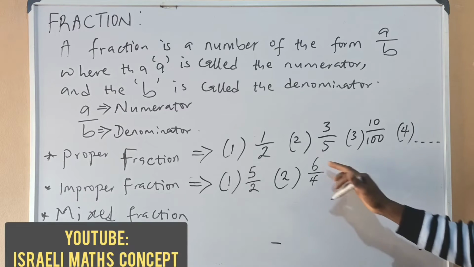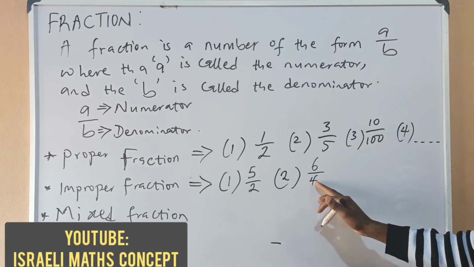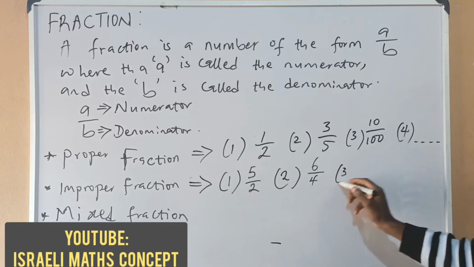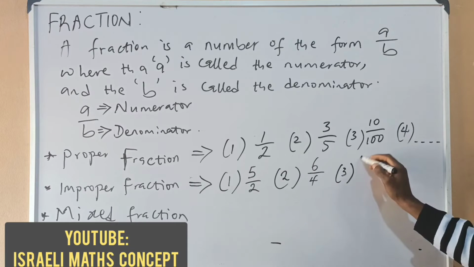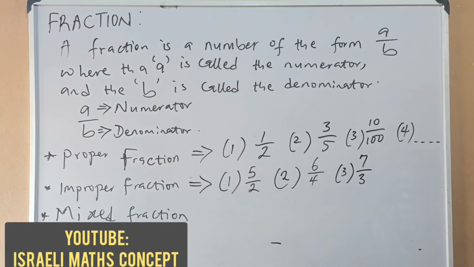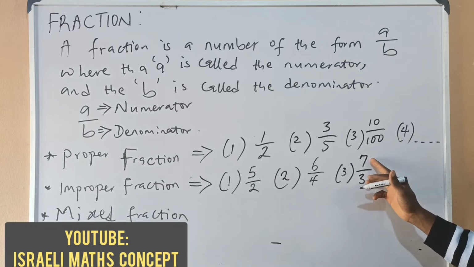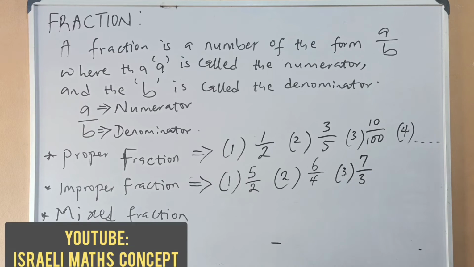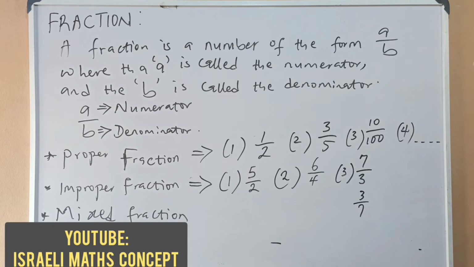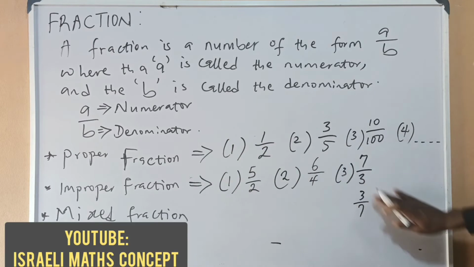And of course, the numerator is 6 and the denominator is 4. Automatically, this fraction is also an improper fraction. The third example, a fraction of the form 7 over 3 is an improper fraction because the numerator is greater than the denominator. But if we have a fraction like this form, maybe 3 over 7, 3 over 7 is not an improper fraction, but rather it is a proper fraction.